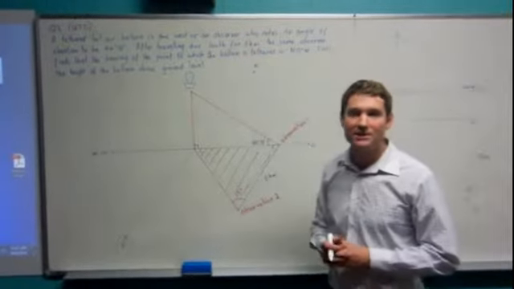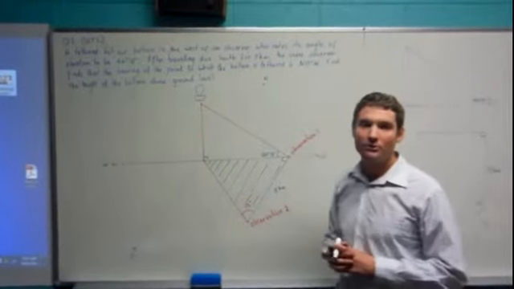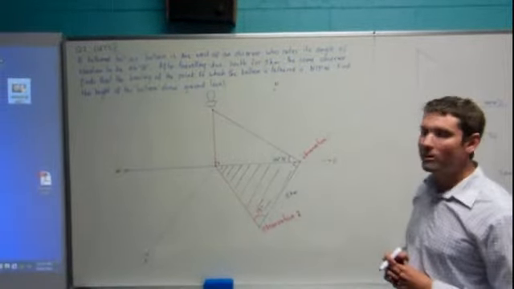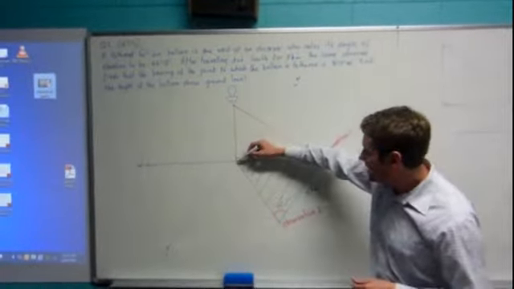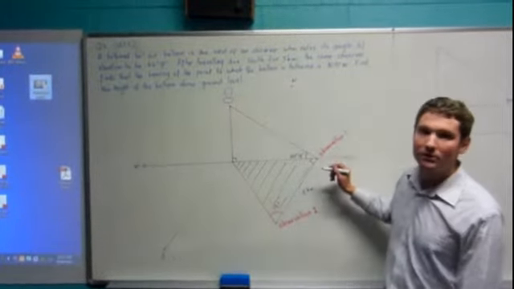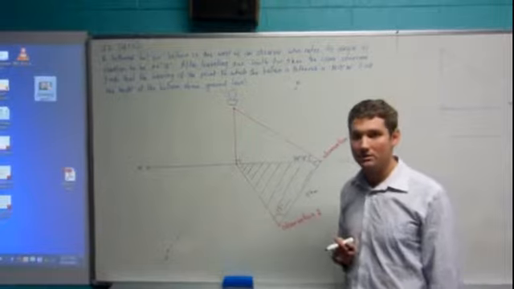This is question 7 from set C of John Short's textbook. You can see I've already prepared a diagram. What we have is a hot air balloon that is tethered, and we have an observer that notes that the hot air balloon is due west of the observer.